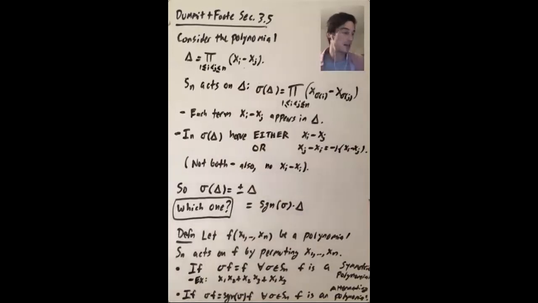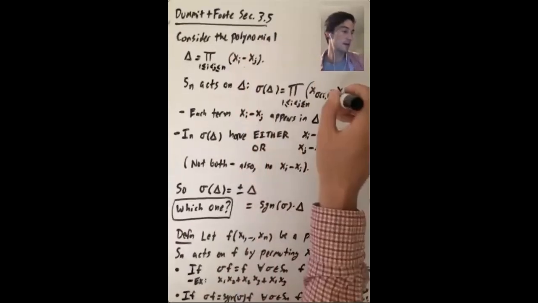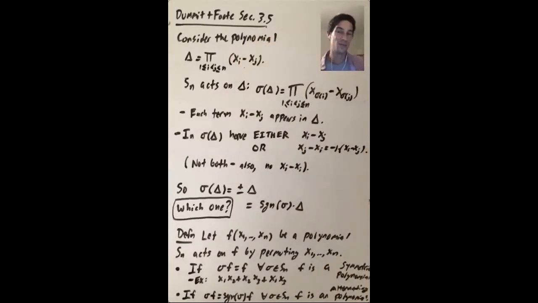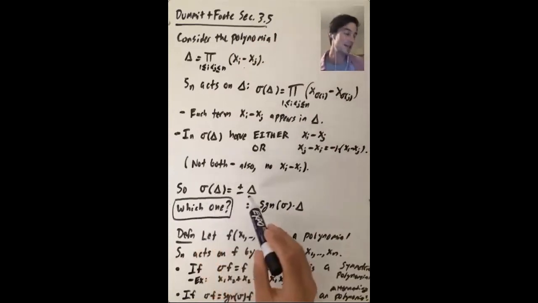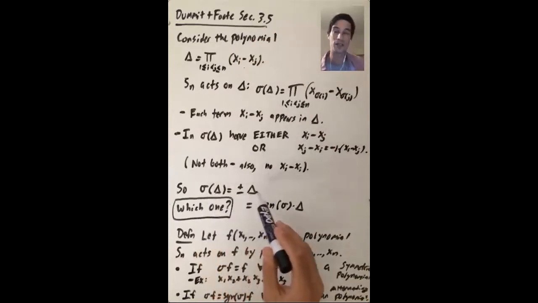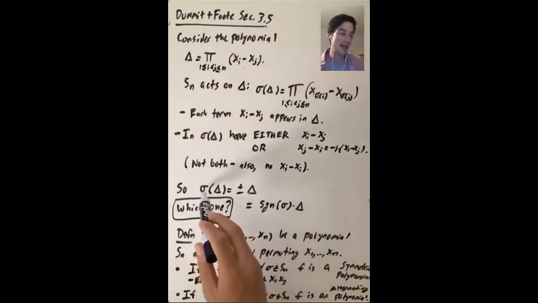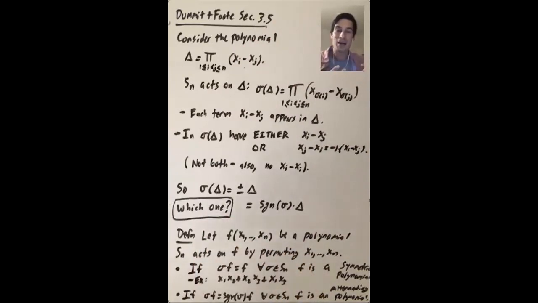OK, so what does that tell us? The absolute values of all the terms in here are all the terms in here. But we might have picked up a whole bunch of minus ones by switching the order a lot of times. So sigma delta is equal to either delta itself or minus 1 times delta. And the big question in this section is, which one is it? And Dummit and Foote define the sign of a permutation as the plus or minus 1 that you get by applying sigma to delta and seeing whether you get 1 times delta or minus 1 times delta.